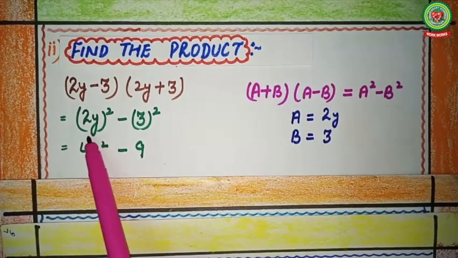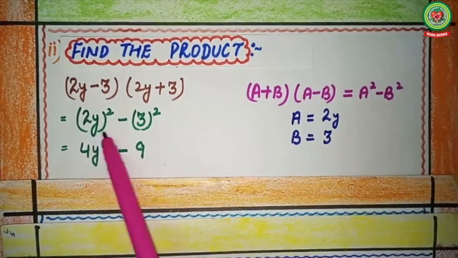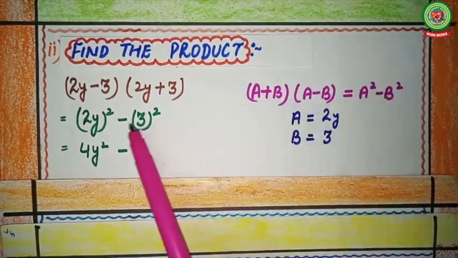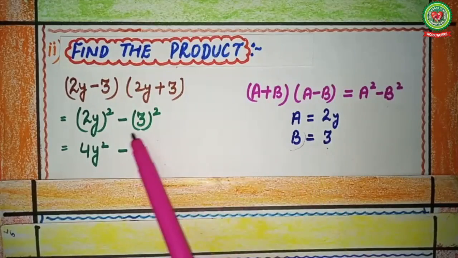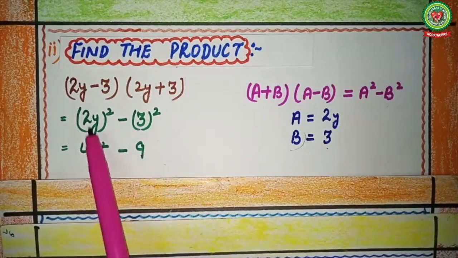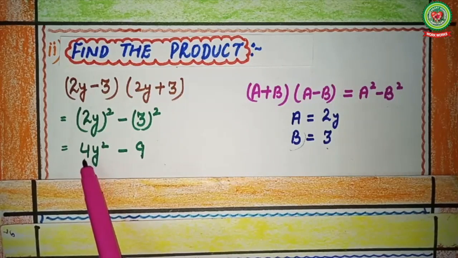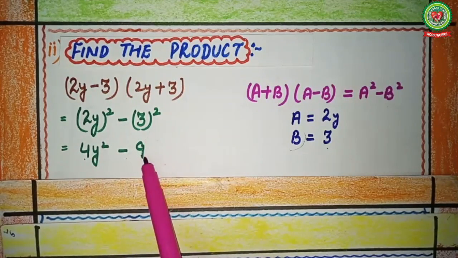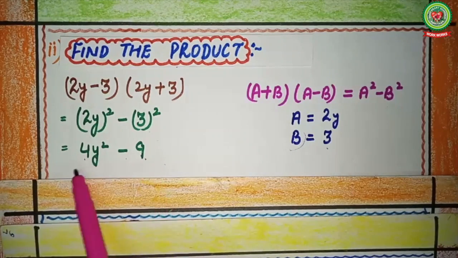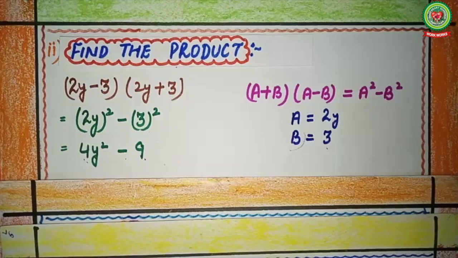Now students, we will apply this formula here. a square means (2y) square, so we will write here (2y) square. Minus remains minus, and 3 square, because the value of b is 3. Now 2 square means 4, and y square remains y square, so we will get 4y square. Minus will remain minus, and 3 square means 9. So we got our answer, that is 4y square minus 9. Now let's move to the next example.